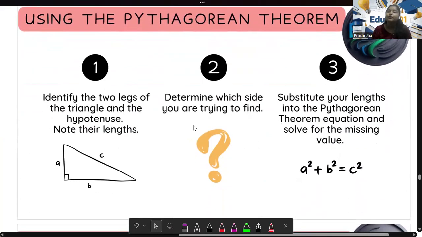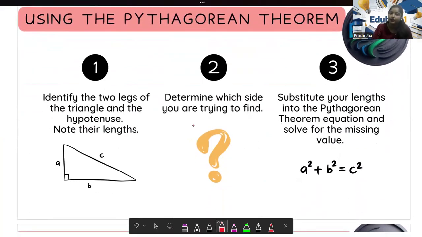So first of all, identify the two legs of the triangle and the hypotenuse and note their length. While applying this Pythagoras theorem, it's very important that you understand what sides are the legs and which side is the hypotenuse. The very easy trick to remember is: the longest side is the hypotenuse. Longest side you can call the hypotenuse, right?